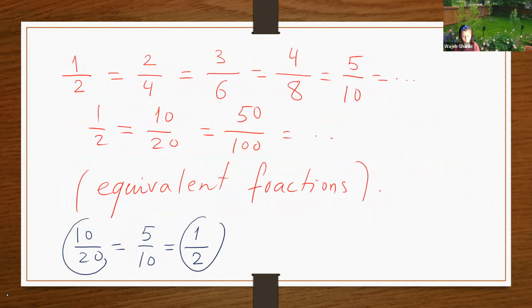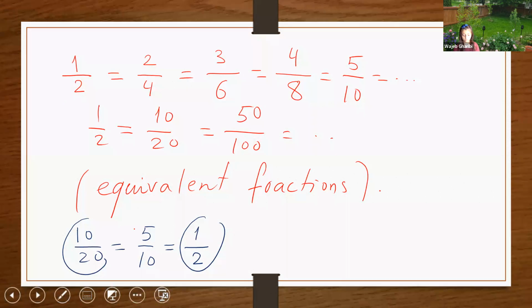But how can we reduce it? We have to divide the numerator and denominator by the same number. For example, look at equivalent fractions. 1 over 2 is equivalent to 2 over 4, equivalent to 3 over 6, equivalent to 4 over 8, equivalent to 5 over 10. Why? Because we have multiplied the numerator and denominator of 1 over 2 by the same number. Yes?